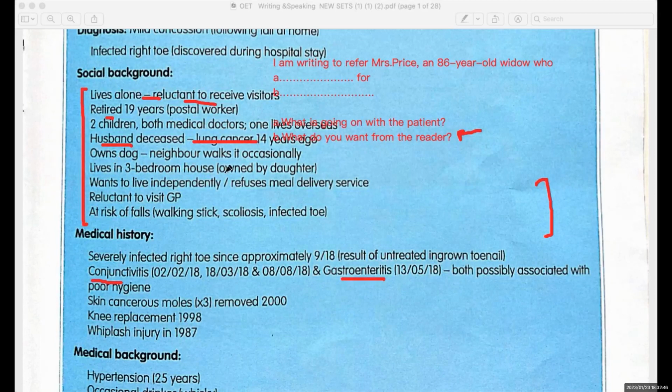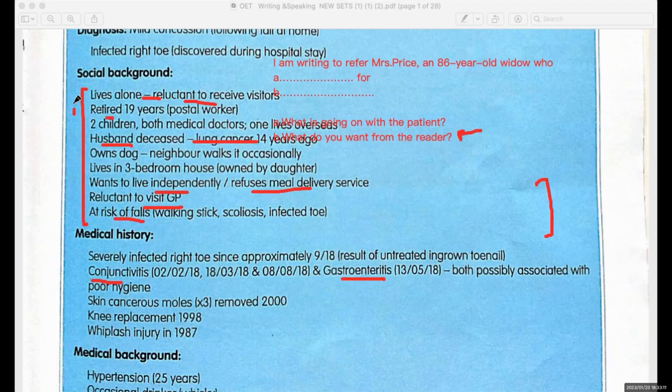Lives in a three-bedroom house. Okay. Wants to live independently. Okay. Refuses meal delivery service. Okay. Reluctant to see the doctor. Yes. Okay. At risk of fall. From the reader's perspective, all these are important. So social background or the nursing management and progress can be the second paragraph, depending on the road you take.